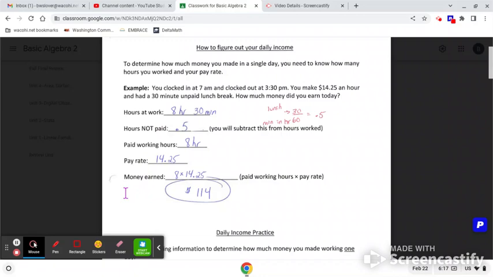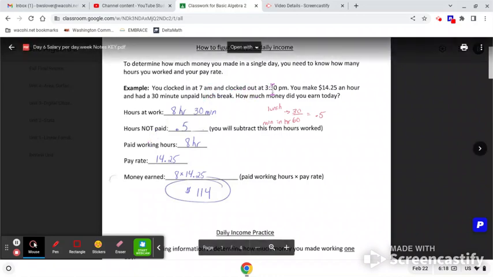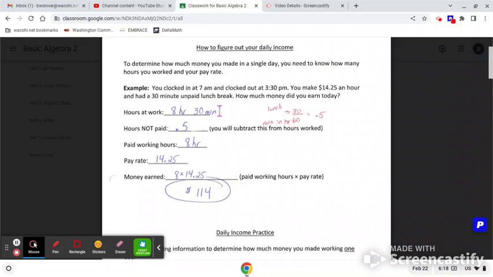So our example says you clocked in at 7 a.m. and you clocked out at 3 p.m. You make $14.25 an hour and had a 30-minute unpaid lunch break. How much money did you earn today? So you were at work. This is why we did elapsed time the other lesson. You were at work from 7 a.m. to 3:30 p.m. That means you were at work for 8.5 hours.